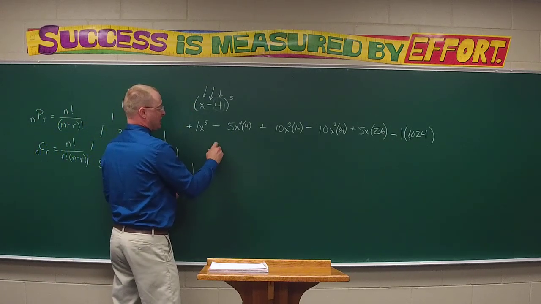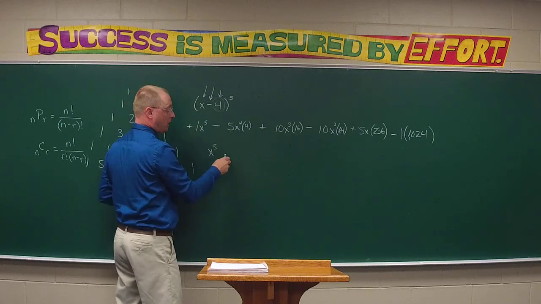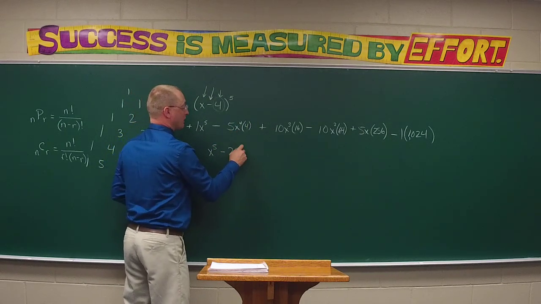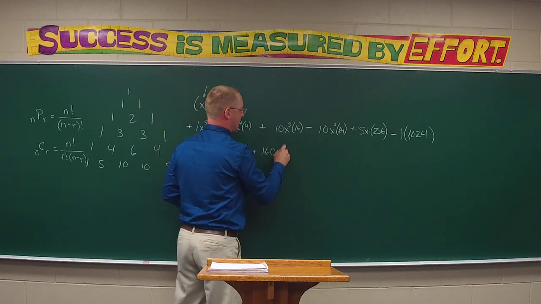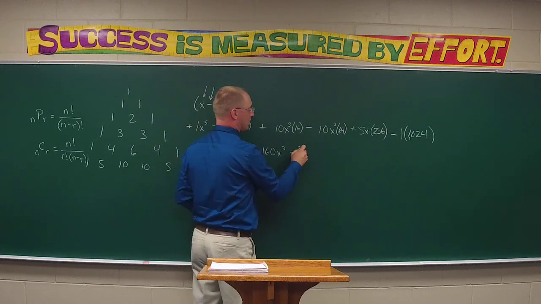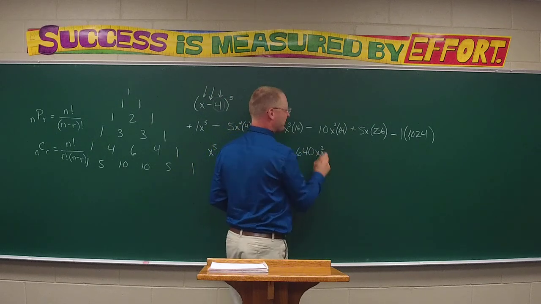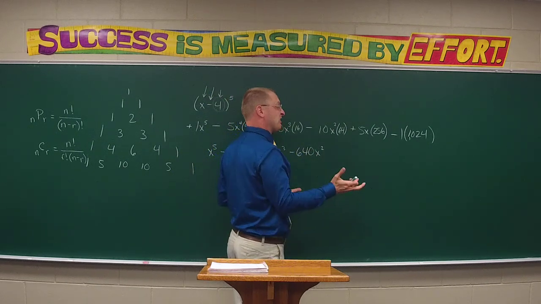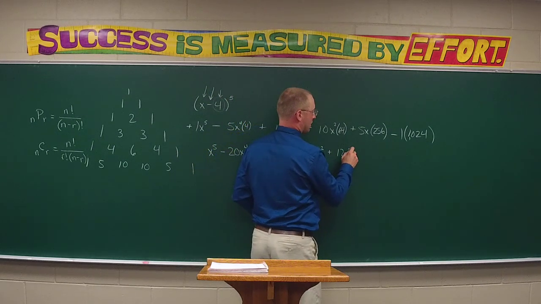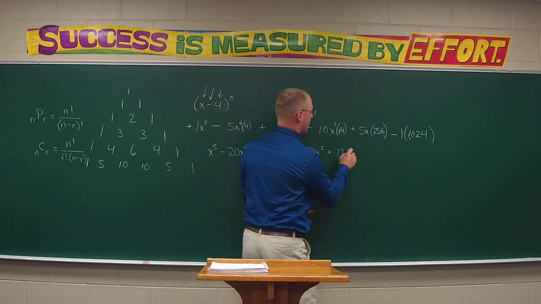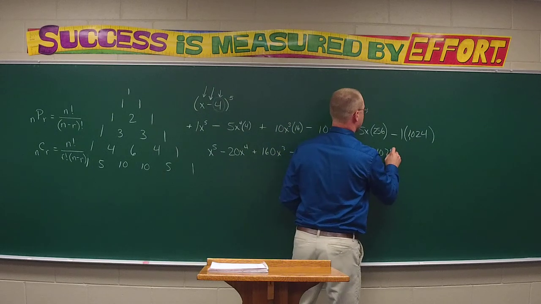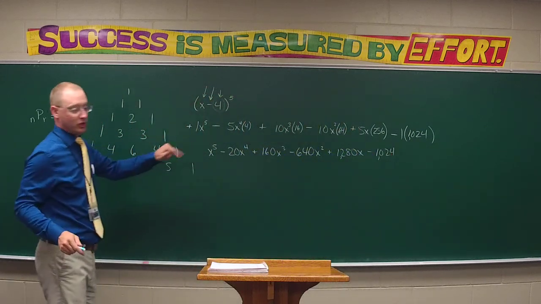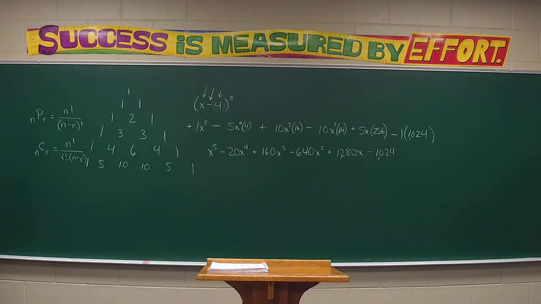So here it's just an x to the 5th. Here, 5 times 4, class. So we get a negative 20x to the 4th, then 10 times 16, 160x cubed, then 64 times 10, 640x squared. Ooh, 256 times 5? 1280. Yeah, 1280x, and then of course that's just a negative 1024. And how many have this answer for number 29? All right, other than the 1270 instead of 1280?